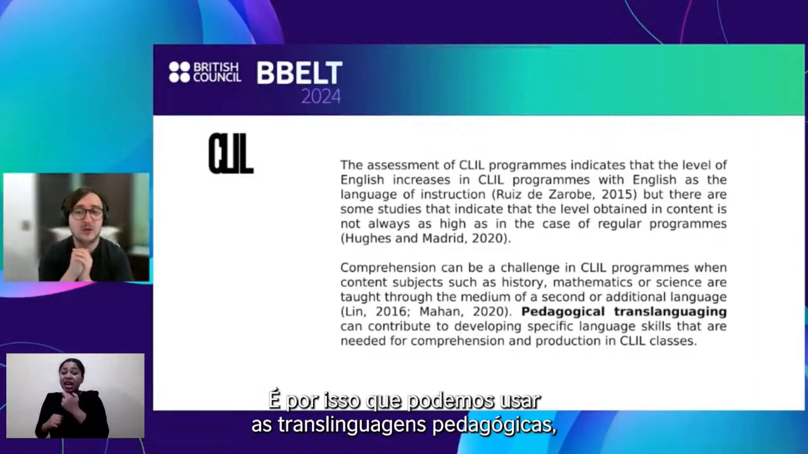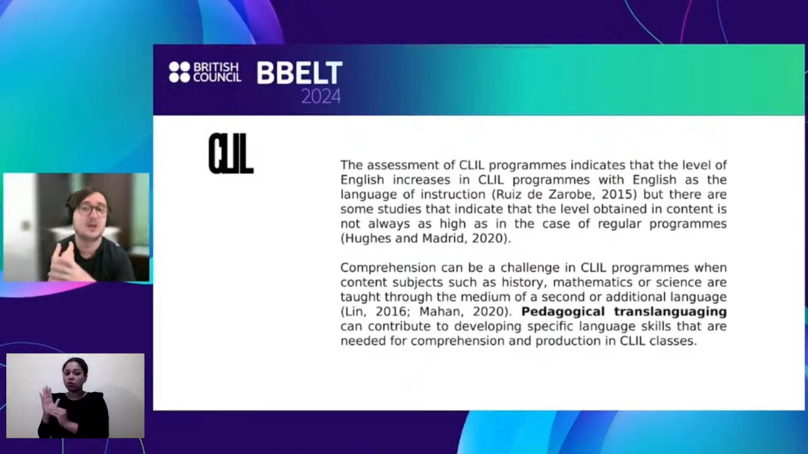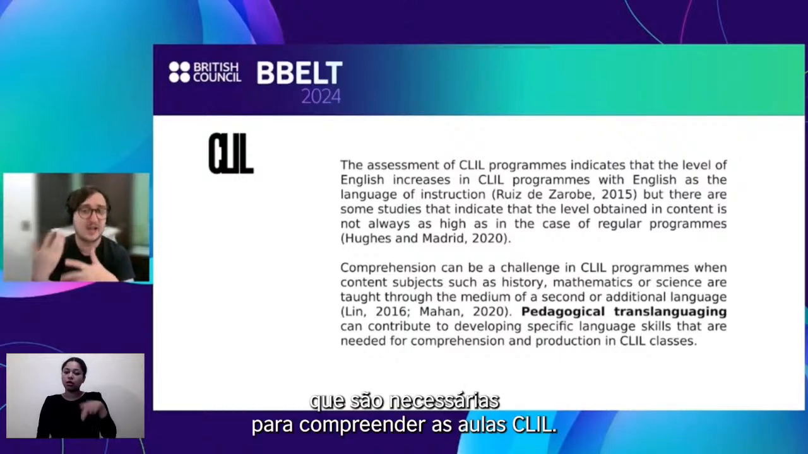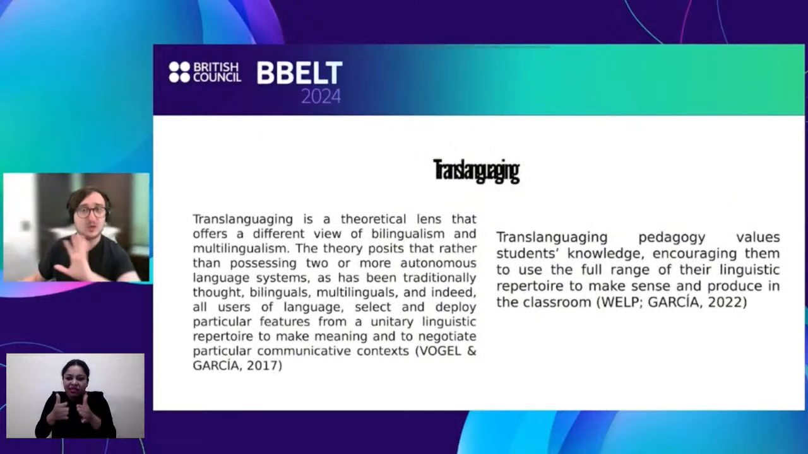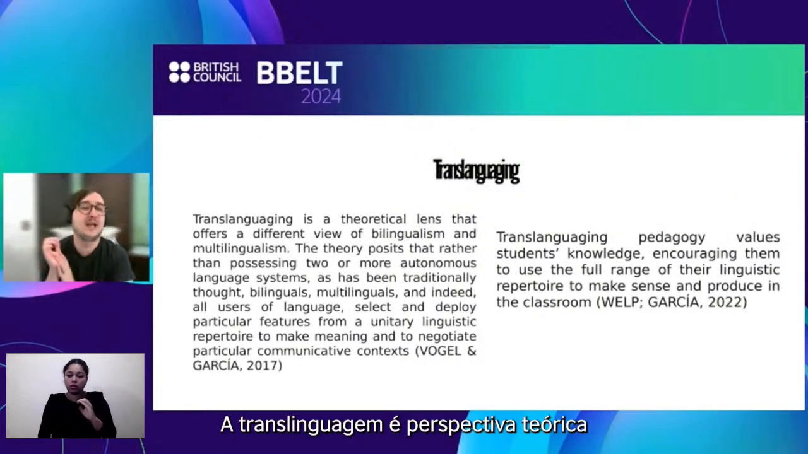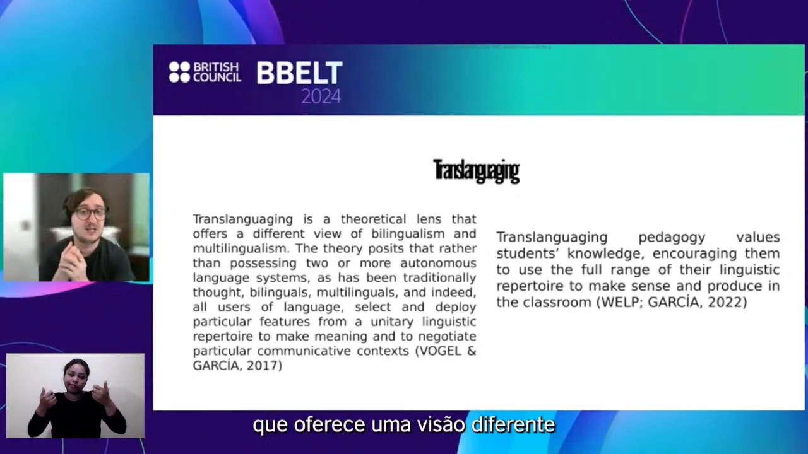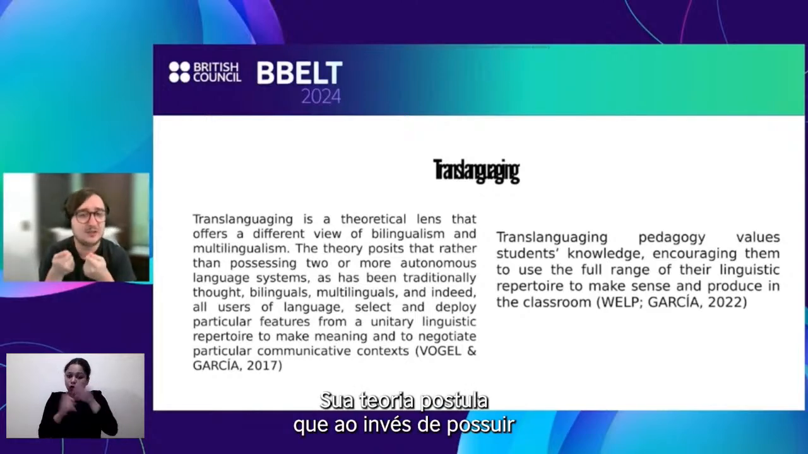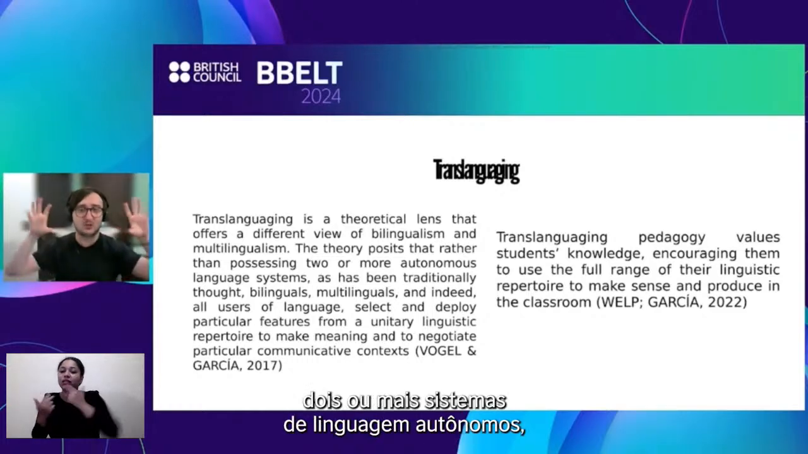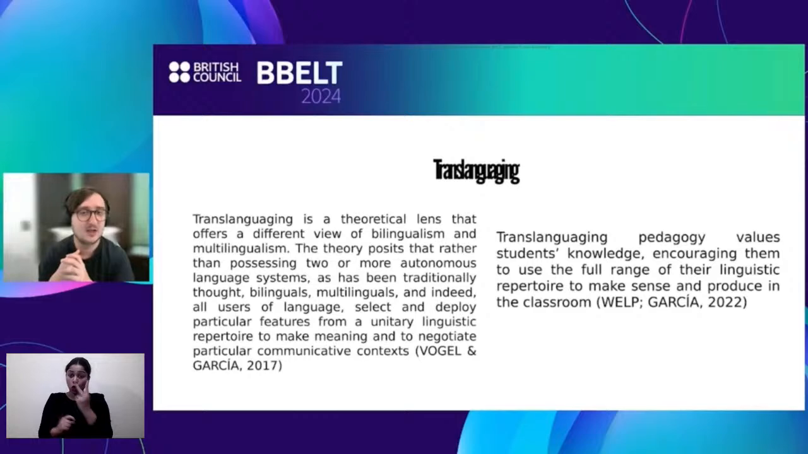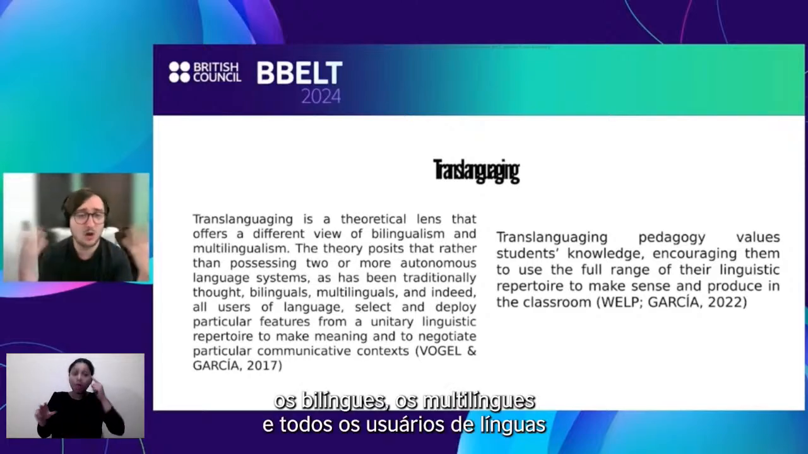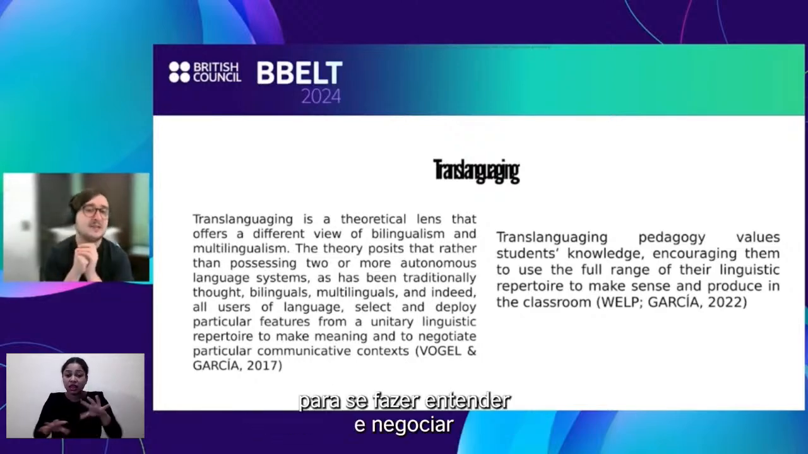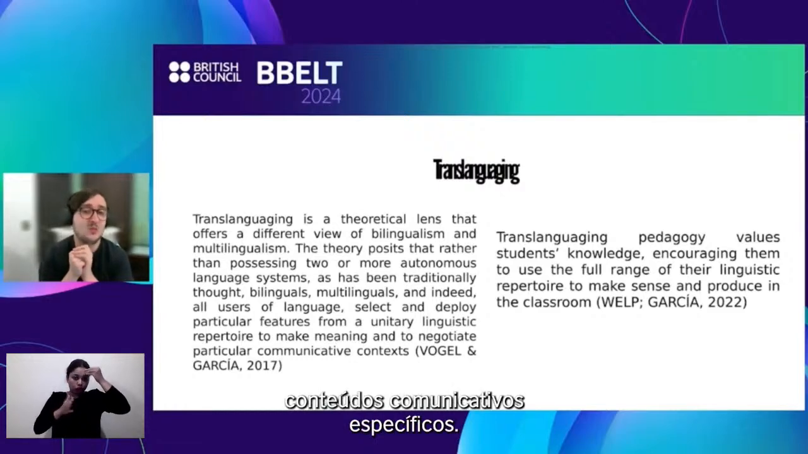And then that's why we use pedagogical translanguaging to contribute to developing specific language skills that are needed to understand some of the CLIL classes. So when we talk about translanguaging, translanguaging is the theoretical lens that offers a different view of bilingualism or multilingualism. And this theory posits that rather than possessing two or more autonomous language systems, as has been traditionally thought, bilinguals, multilinguals, and all users of language really, select and deploy particular features from a unitary linguistic repertoire to make meaning and to negotiate particular communicative contexts.